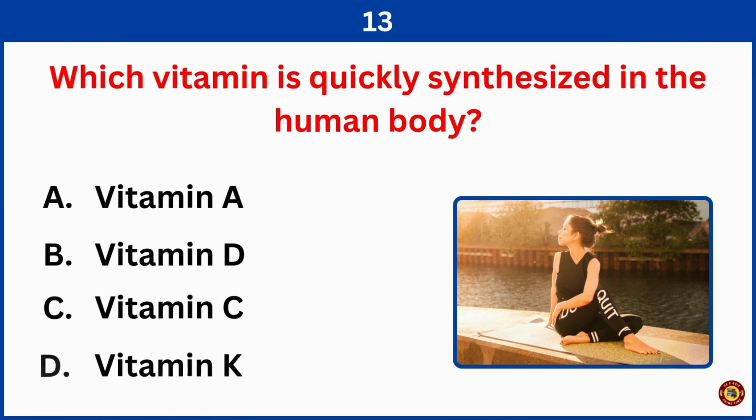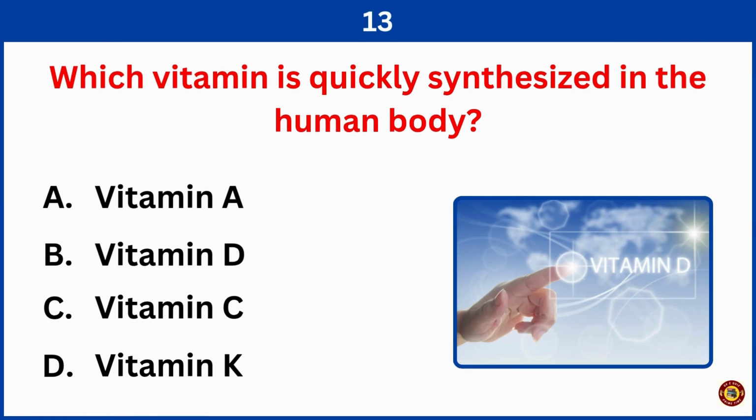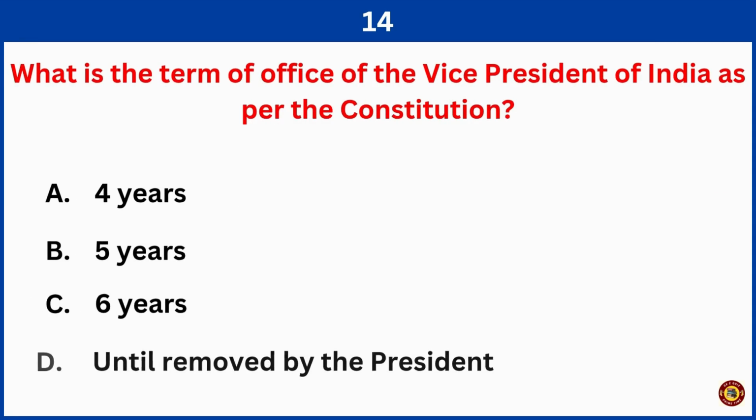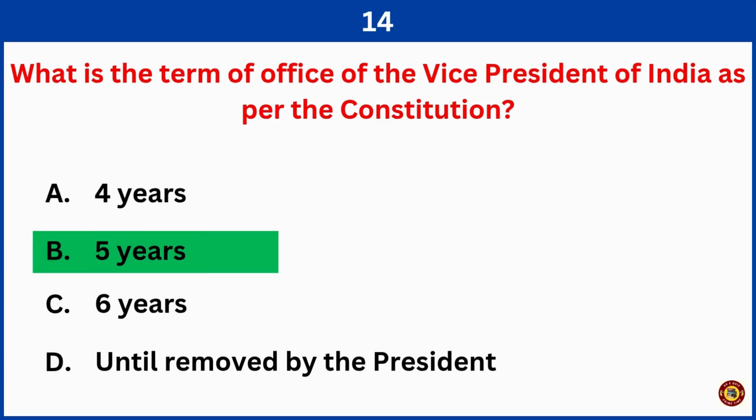Which vitamin is quickly synthesized in the human body? Correct answer is option B, vitamin D. What is the term of office of the Vice President of India as per the Constitution? Correct answer is option B, 5 years.